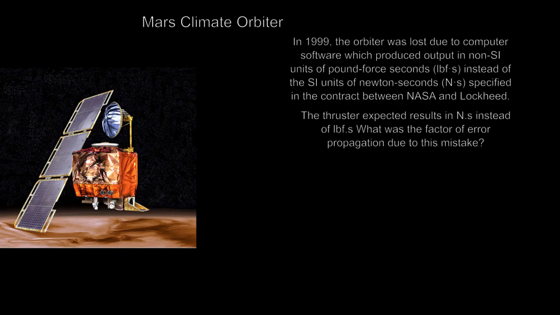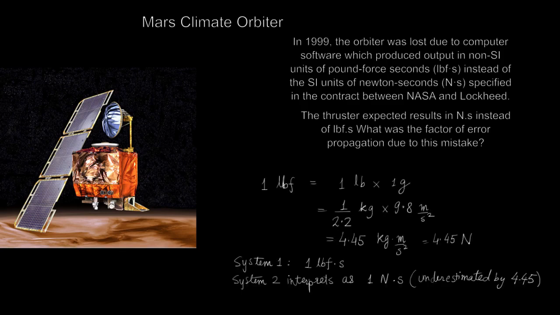So what was the factor of error that was being propagated because of this unit mismatch? Let us find out. 1 pound force is equal to 1 pound multiplied by 1 g. So 1 pound is actually 1 upon 2.2 kilogram. So when you multiply this by 1 g, that is 1 gravity, you have multiplication by 9.8 meter per second square. So if you do the calculation, you obtain 4.45 kg meter per second square, which is nothing but 4.45 Newton. So 1 pound force is equal to 4.45 Newton.